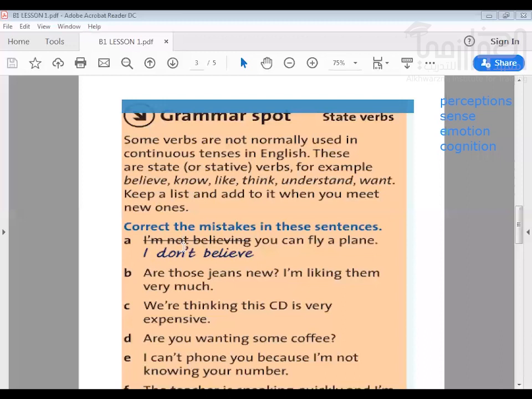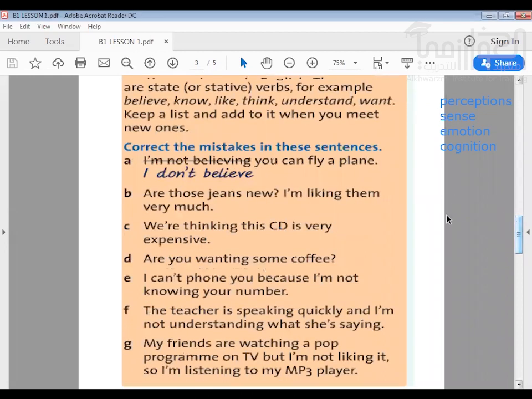So here are some examples, and you can see them. Correct the mistakes in these sentences. I will leave them to you to correct. Try to understand them. Correct them. You can see, I am believing. No, we don't say that. We say what? I don't believe. We don't use the present continuous. For the present continuous, we use be, am, is, are, plus verb plus ing. But we don't use them here. We use the present simple only. I don't believe.